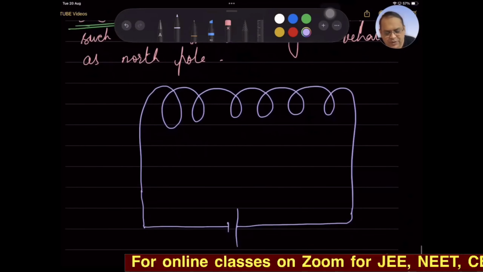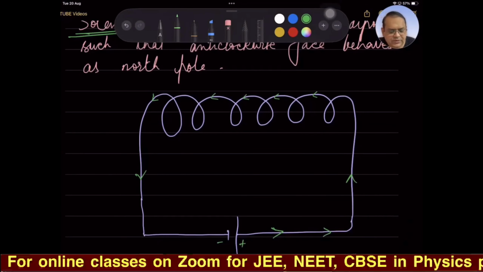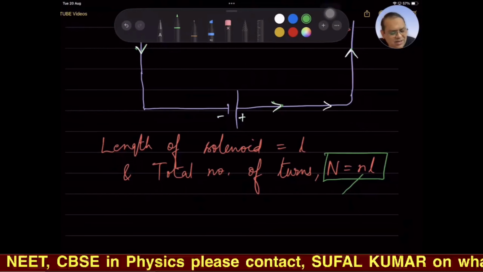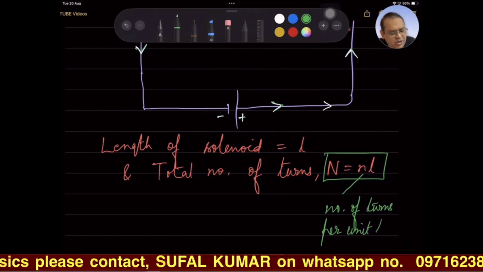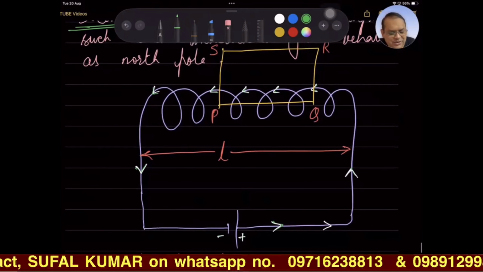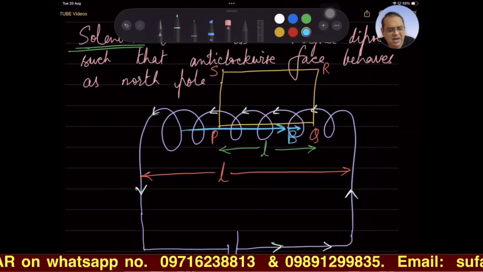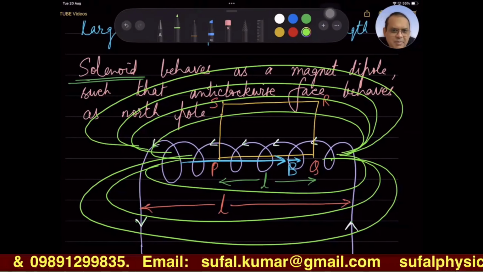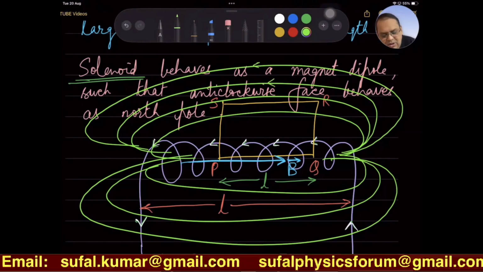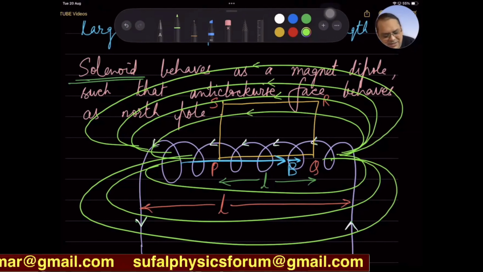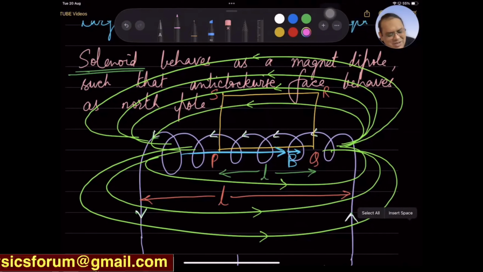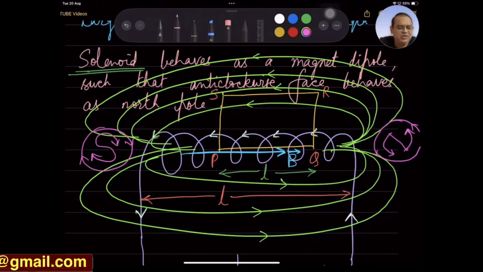Let's see how. Firstly, I'll be showing the current. This way the current is shown. Now the Amperian loop, where small n is the number of turns per unit length. Very interesting point. This is B, the magnetic field along the axis of the dipole. So these are magnetic field lines. That means the solenoid is behaving as a magnetic dipole. Lastly, the right end is behaving as the north pole.